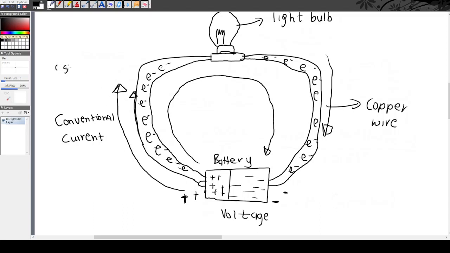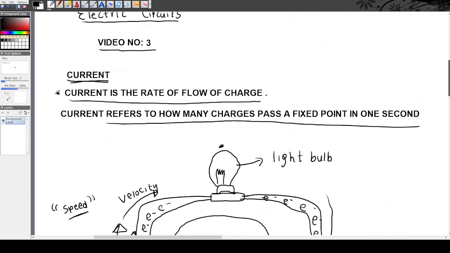I'm going to put it in brackets. It's the speed, in other words. In quotes, because it's not really speed, but it's a simple way to understand. It is the rate at which these charges flow, the rate of flow of charges. You can say it's the velocity at which these charges are flowing. You can call it current. But in the exam, use this definition: it is the rate of flow of charges. It's how many charges are flowing past a fixed point in 1 second.